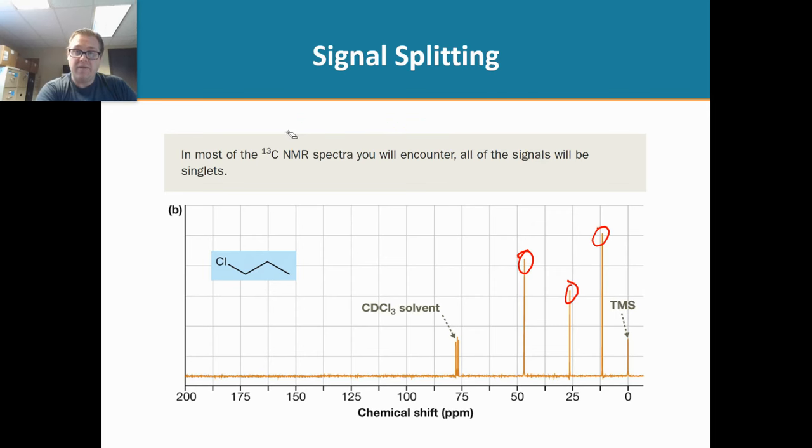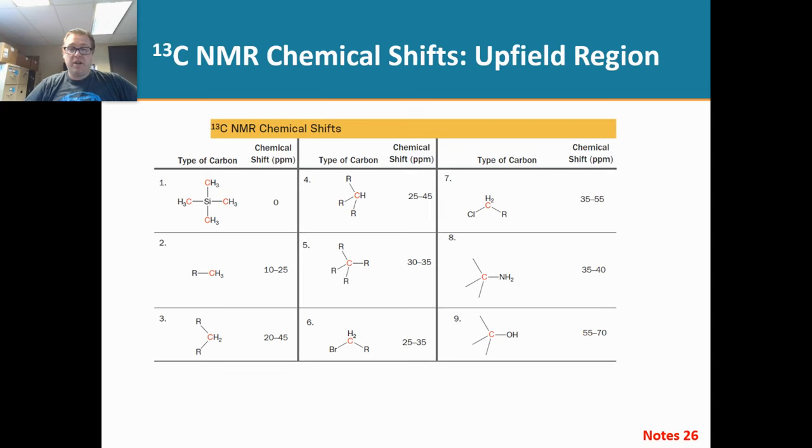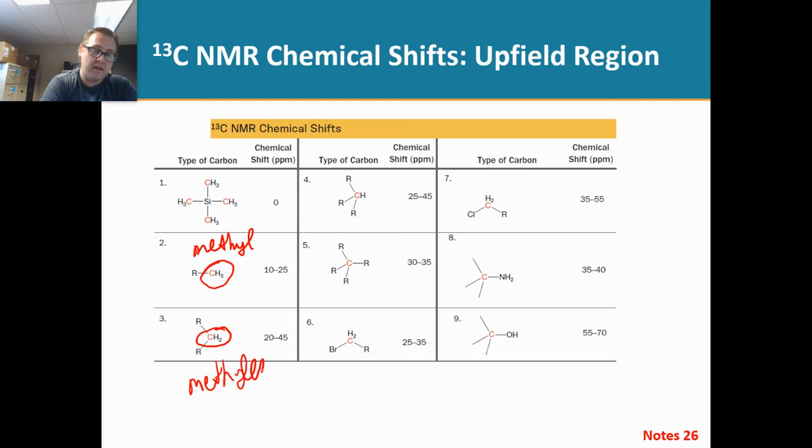So how we identify which carbon is responsible for these peaks right here is we have a little table that helps us out. And I want to focus your attention on this group right here. Remember what we called that when we were discussing proton NMR? That's a methyl group. All right. And what about that right there? That's called a methylene. And where's our methine? Right there.